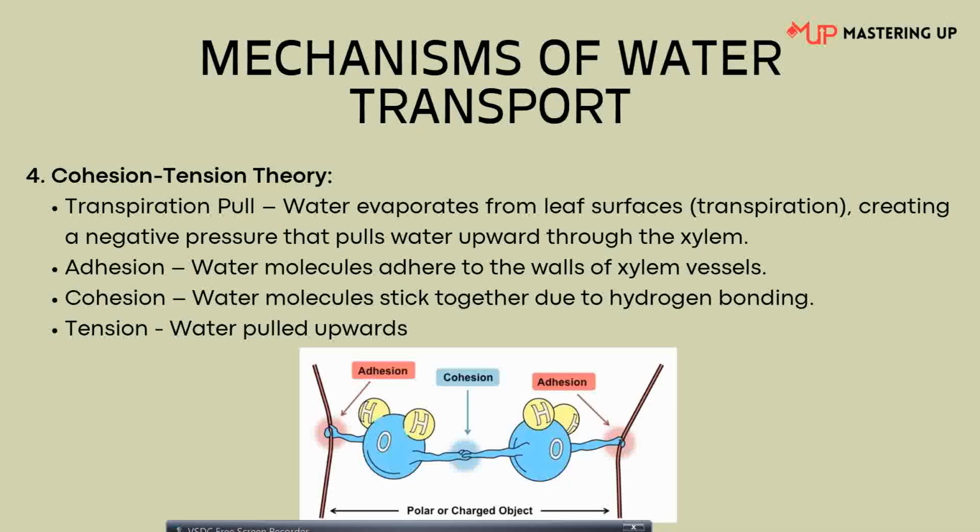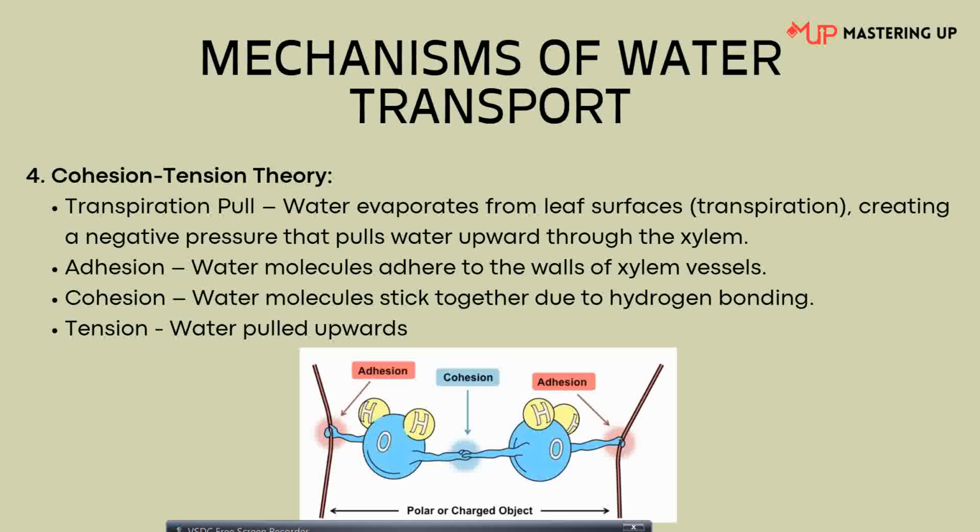So in the cohesion adhesion theory, first of all, transpiration pull occurs. Due to the transpiration pull, water needs to go upwards. Before water goes upward, they have to be connected to each other, right? So that is called the cohesion adhesion theory. In adhesion, the water molecules adhere to the walls of the xylem, and in cohesion, water molecules stick together due to the hydrogen bonding between them.